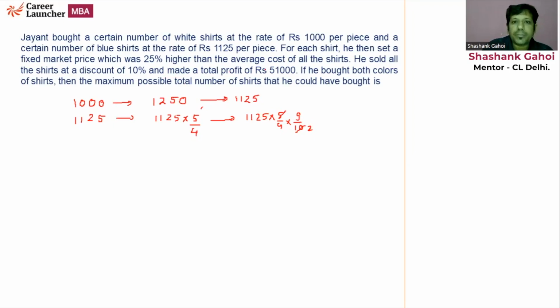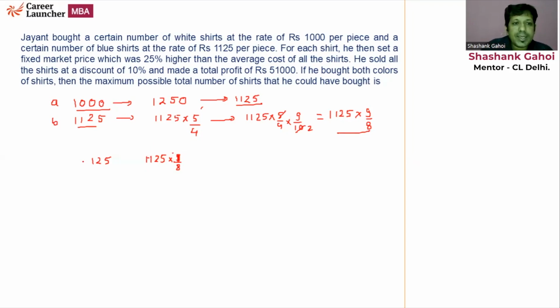Now overall he made a profit of this much. Here in the first case, he's making a profit of 125 per shirt. And let's say he has A shirts here, B shirts here. So the actual price is 1125 into 9 by 8. This is the final selling price. Now this minus this will give you 125 into 9 by 8. Sorry, it is going to be 1 by 8. So this much profit is being made on the second type of shirt. Sorry, it's not 125, it is 112.